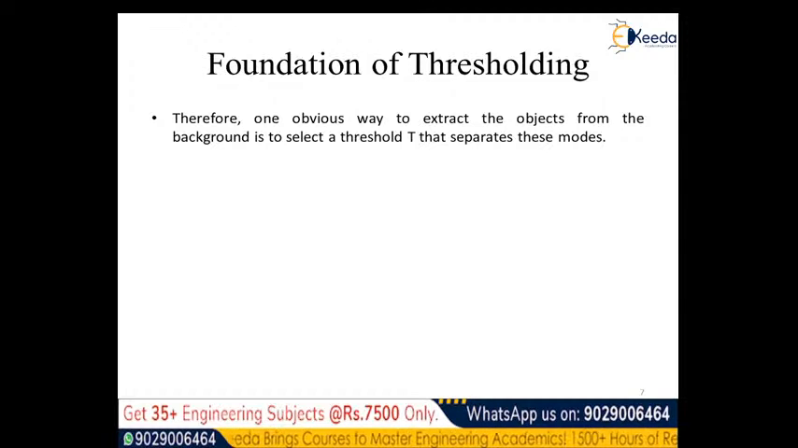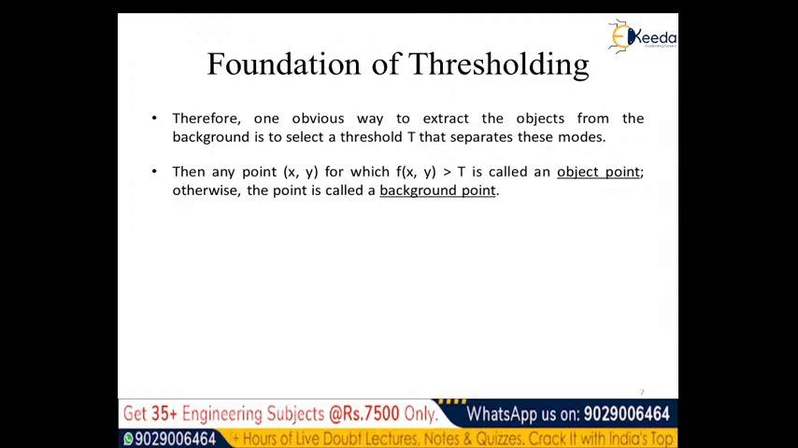At any point, represented by its spatial coordinates x, y, for which the pixel intensity f(x, y) is greater than T, we will call it an object point, and if the condition is false, we will consider that point to be a background point. So this is the rule with the help of thresholding, and the case here is a single threshold.